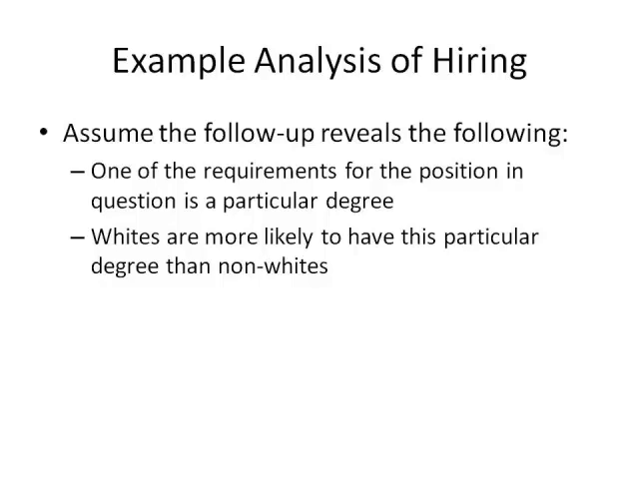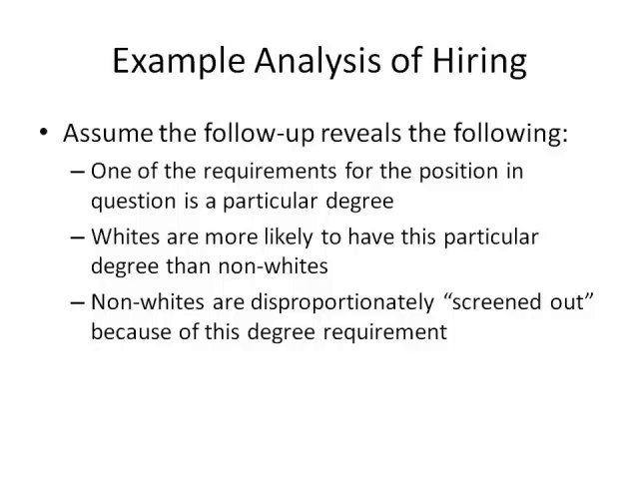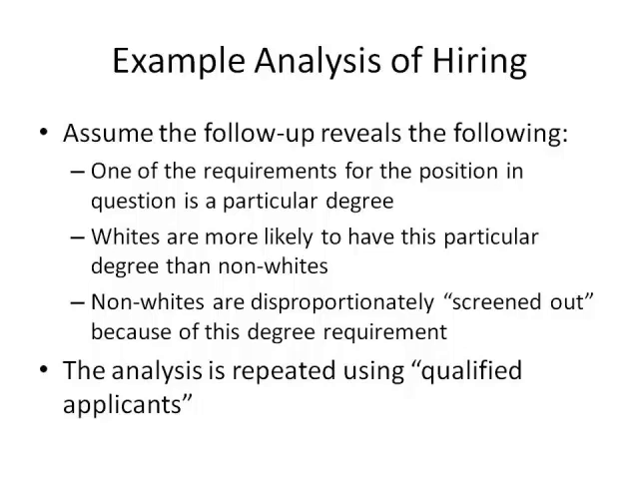Whites are more likely to have this particular degree than non-whites. Therefore, non-whites are disproportionately screened out because of this degree requirement. The degree requirement has a disparate impact by race. So let's now repeat the analysis, looking only at the qualified applicants. So instead of looking at all applicants, we're only going to look at people who have the particular college degree we're looking for.